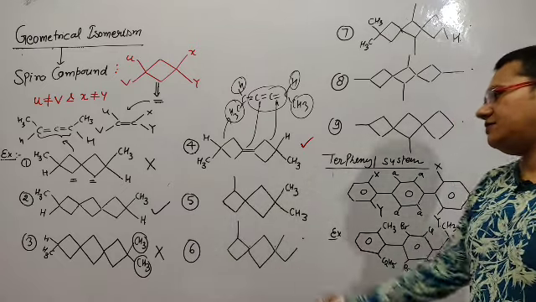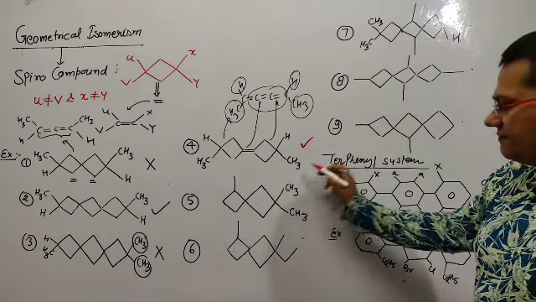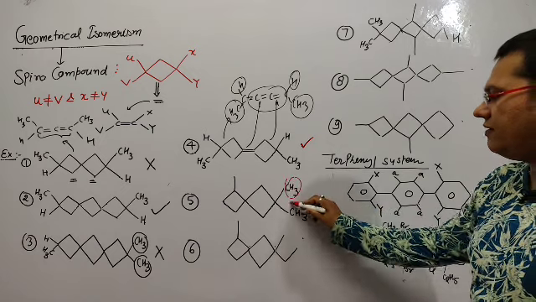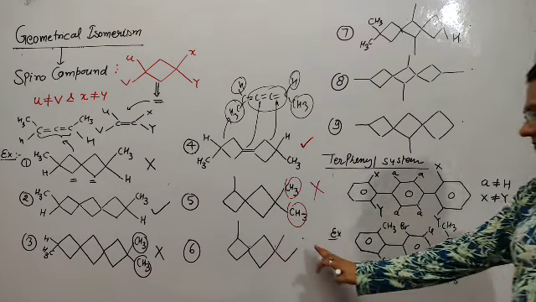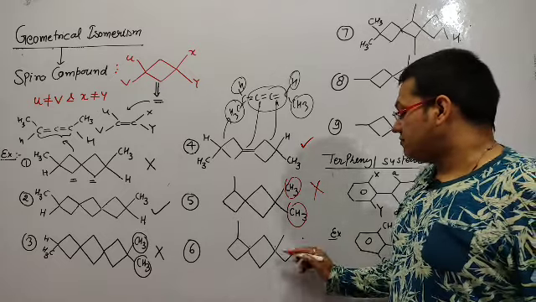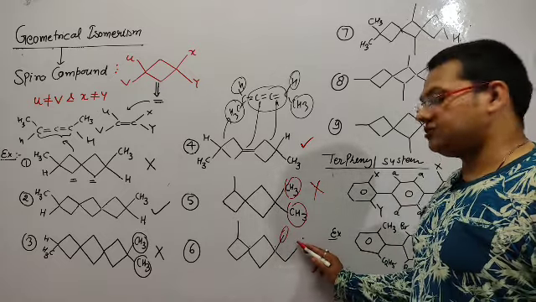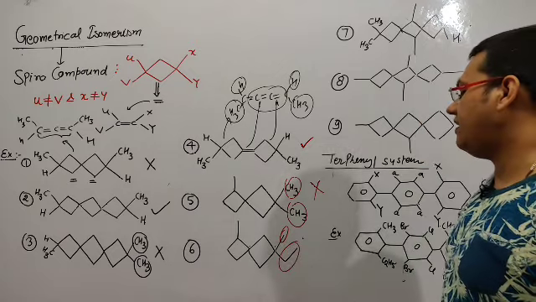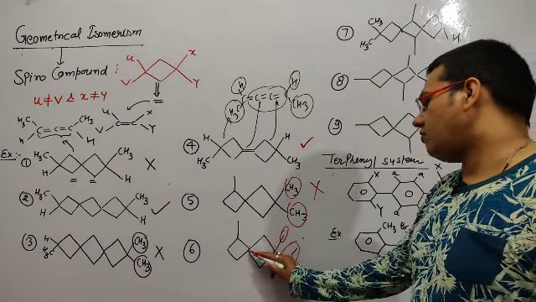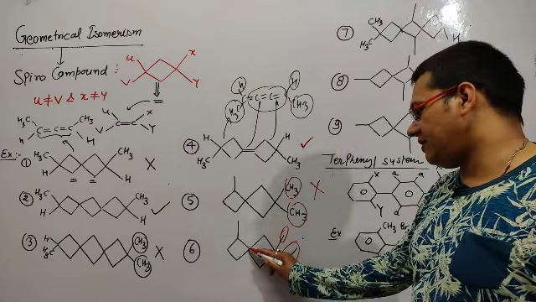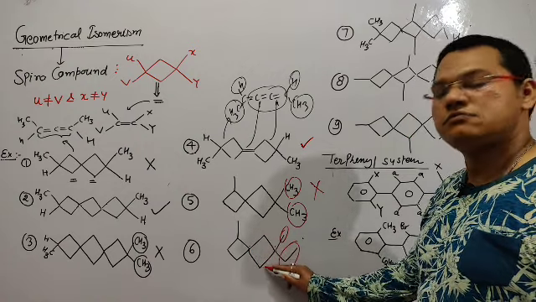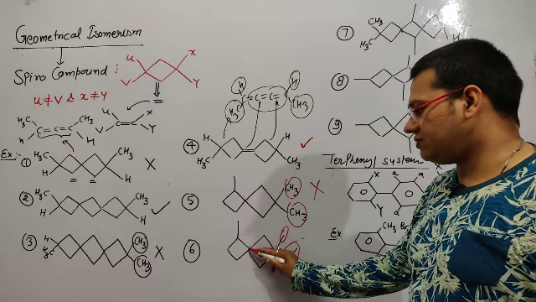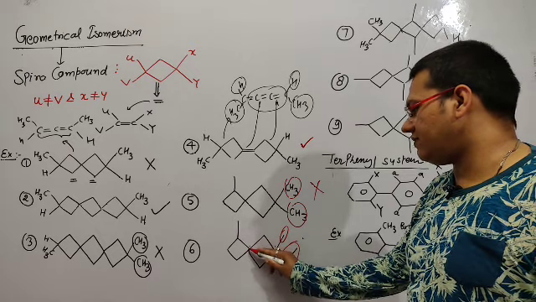Okay. Now come here, student. Both groups are different. Yes or no? Both groups are different. If both groups are different, no geometrical isomerism here. Now come here. Both groups are different. Here this is methyl and this is ethyl. On this carbon, student, you can see here CH2 and here CH2, but here, student, one CH2 and here what?